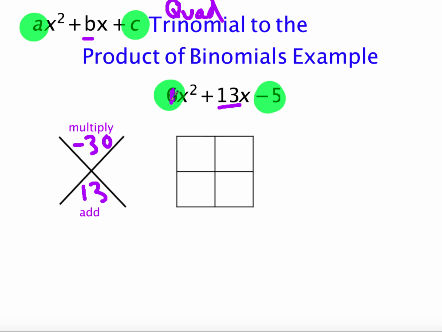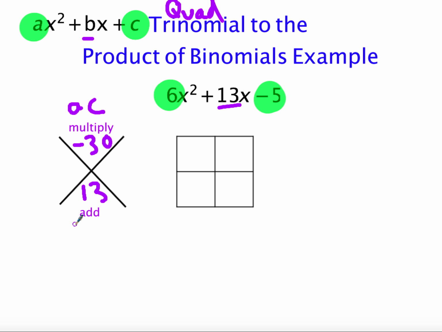If my a would have been 1, I can still think of that as multiplying a times c, which would be negative 5, but we've just been thinking about if a is 1, we can just go ahead and put the constant in our multiplication area of the diamond. Anyway, a does not equal 1, so I need to write up here a times c. So we're looking for two numbers that multiply to negative 30 and add to 13.